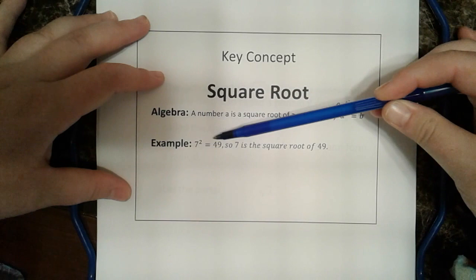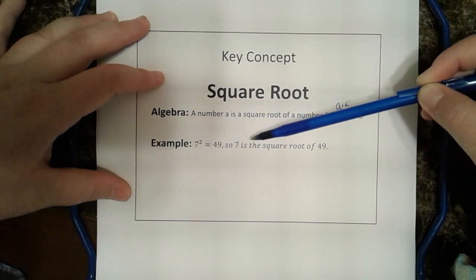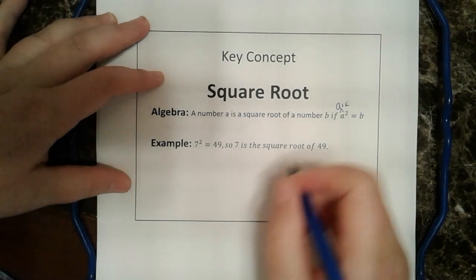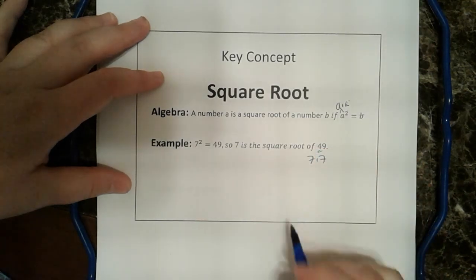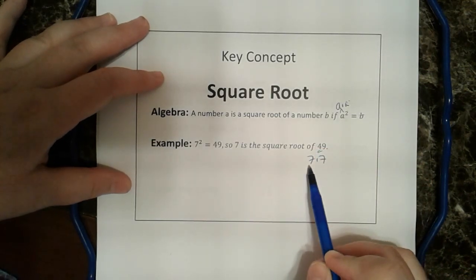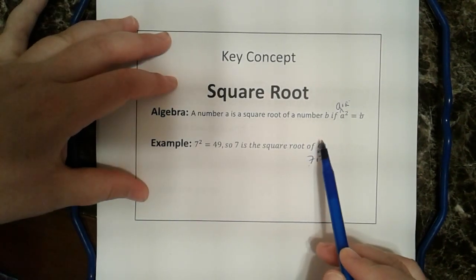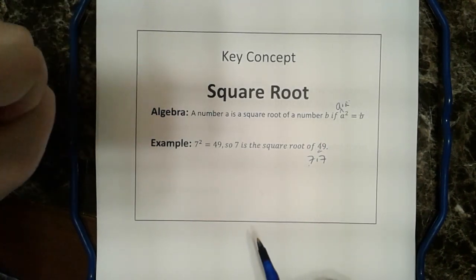So 7 squared equals 49. So therefore 7 is the square root of 49, because again, 7 times 7 equals 49. So it's whatever is times itself that gives me the answer. That's going to be the square root. Okay?